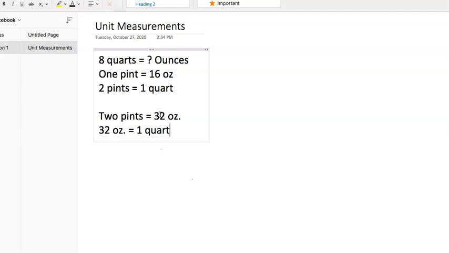Okay, so 32 ounces equals 1 quart, and the question was how many is 8 quarts, right? So from here it's easy. 32 times 8 equals 256 ounces.